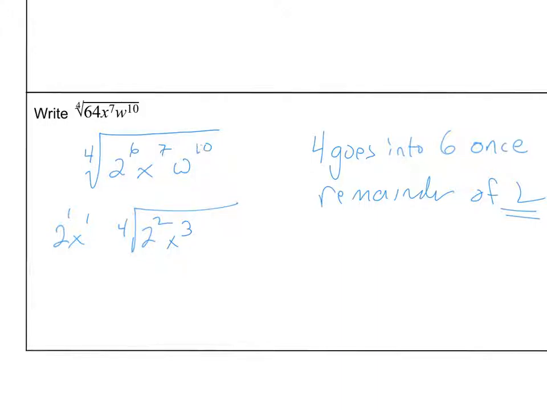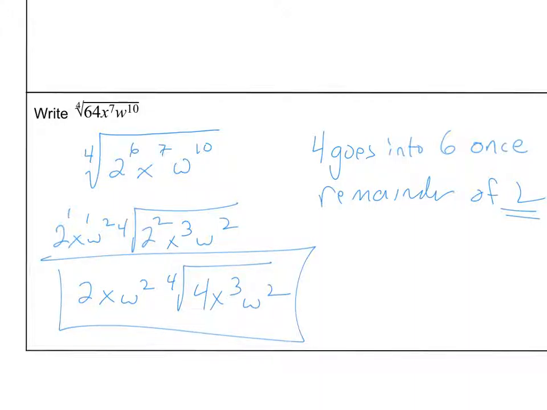4 goes into 10 2 times, and there's a remainder of 2. So w squared. And that's how I know my final answer is going to be 2xw squared, fourth root of 4x cubed w squared.